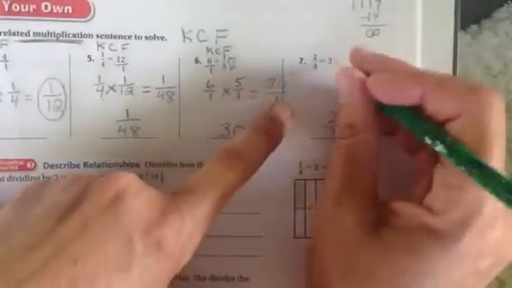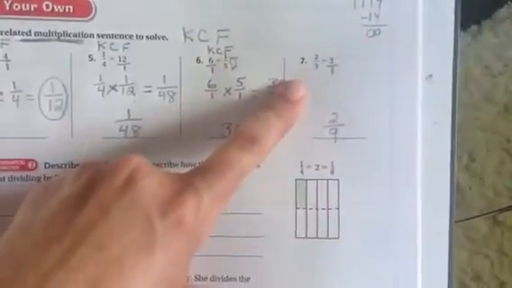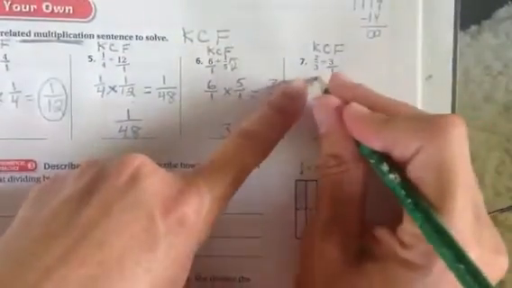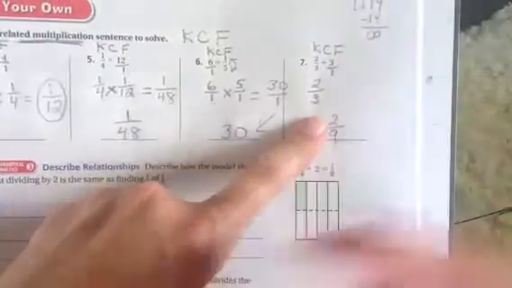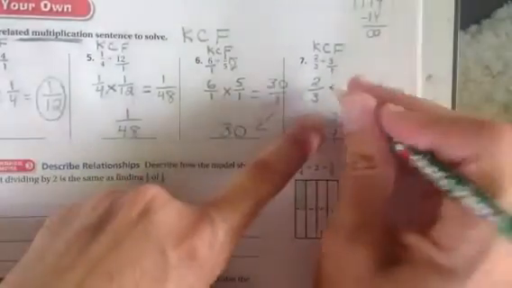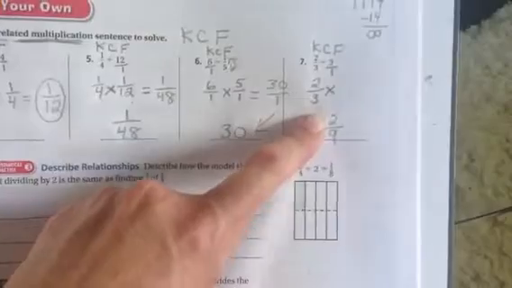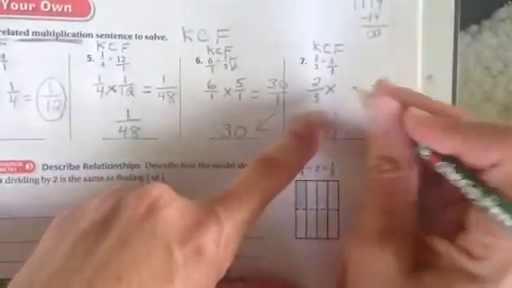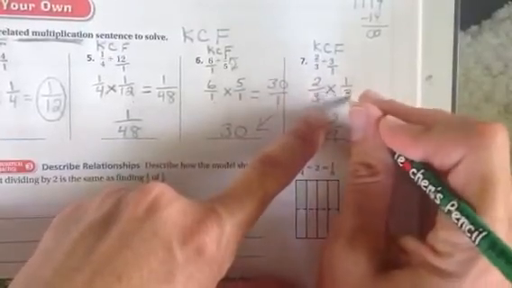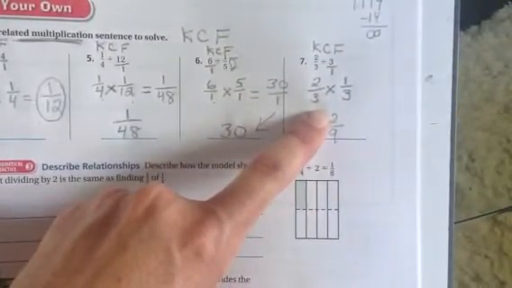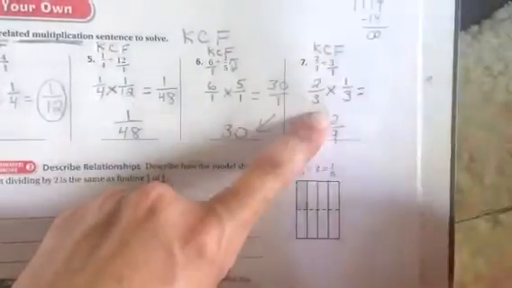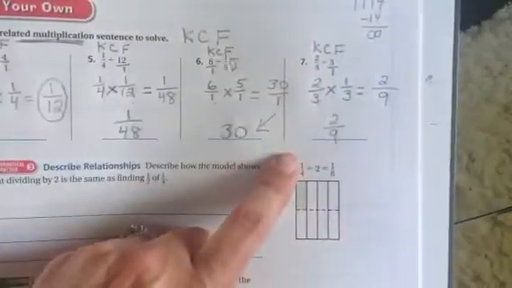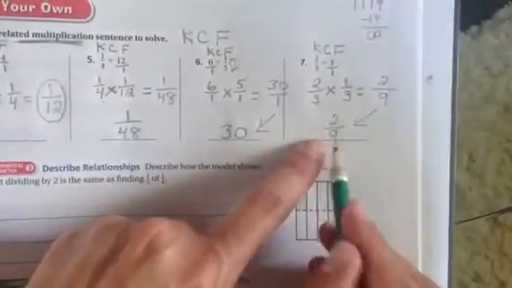Okay, one more. As soon as you see that whole number, put that over 1. Keep, change, flip. Keep 2/3. What are we going to do with the division sign? We're going to change it to multiplication because we're changing this division sentence to multiplication. And we're going to flip 3 over 1 to 1/3. And now we're ready to multiply, which you already know how to do. 2 times 1 is 2. 3 times 3 is 9. And that is in simplest form. And that's how we arrived at 2/9.